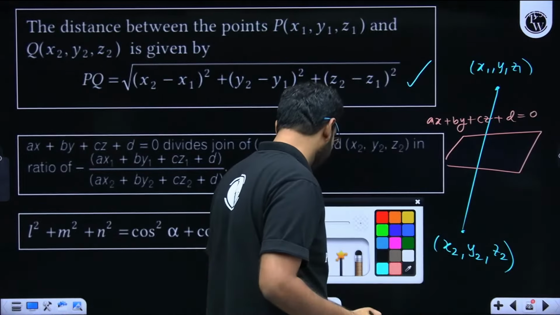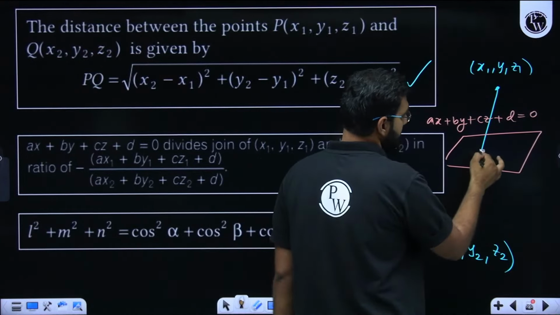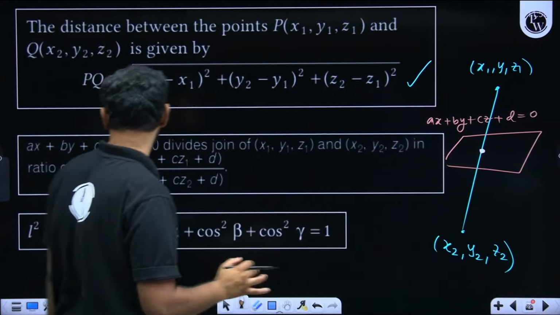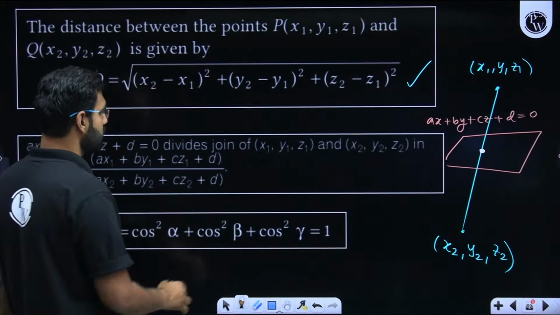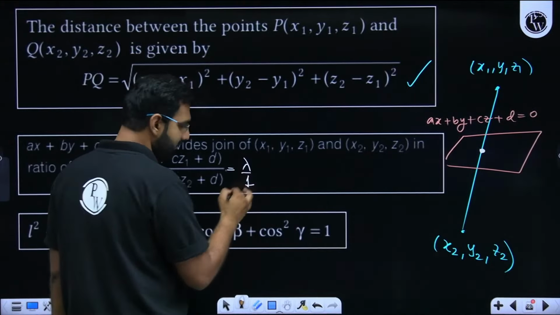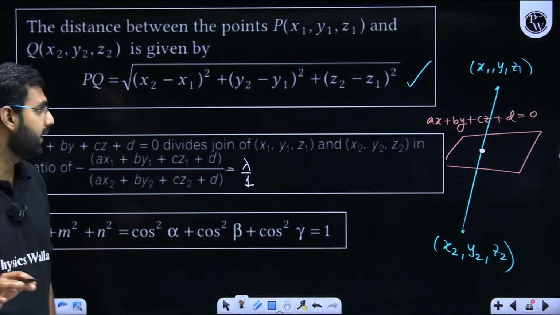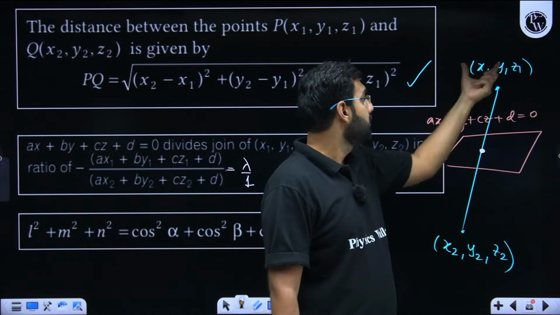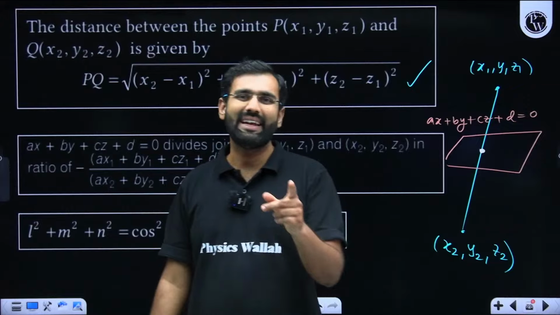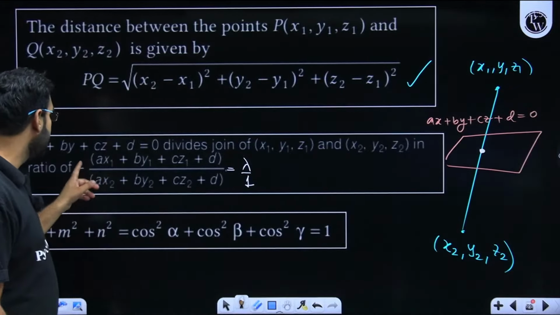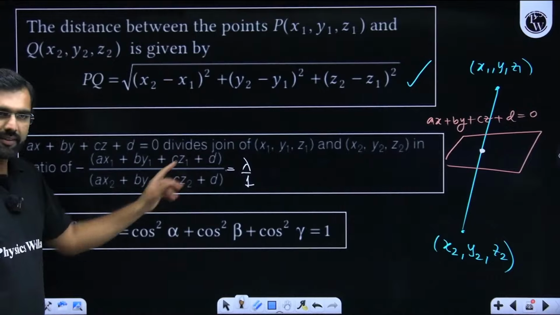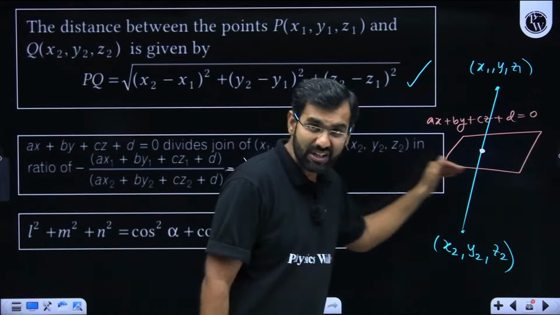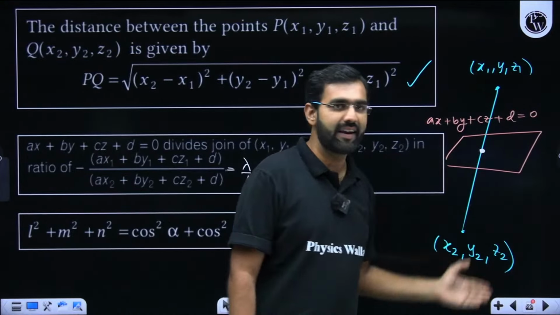So this plane, let's say, divides this line segment into the ratio lambda is to 1, which means this length is to this length. This ratio, lambda is to 1, or m is to n, whatever you wish to call it, is given by power of this point with respect to this plane divided by power of the other point with respect to the plane, and take its negative. What did I say? Negative of ax1 plus by1 plus cz1 plus d upon ax2 plus by2 plus cz2 plus d will be the ratio in which this plane is dividing this line segment.